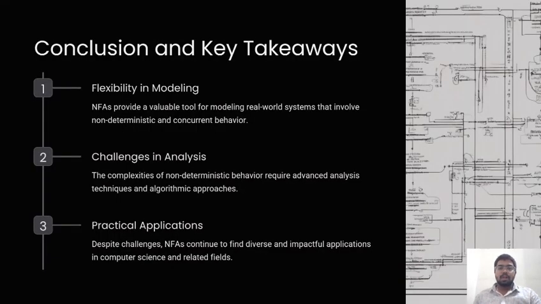Conclusion and key takeaways. Flexibility in modeling: NFAs provide a valuable tool for modeling real-world systems that involve non-deterministic and concurrent behavior. Challenges in analysis: the complexity of non-deterministic behavior requires advanced analysis techniques and algorithmic approaches. Practical applications: despite challenges, NFAs continue to find diverse and impactful applications in computer science and related fields.